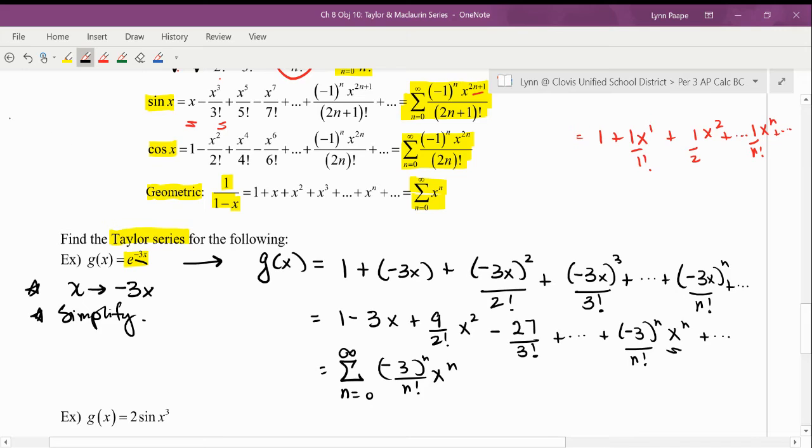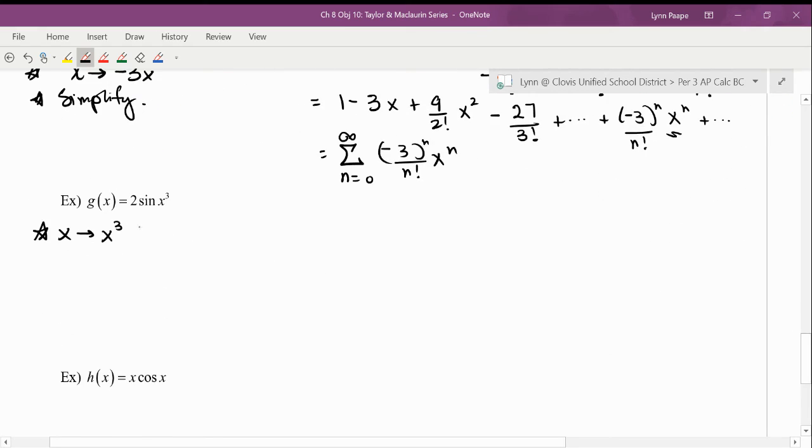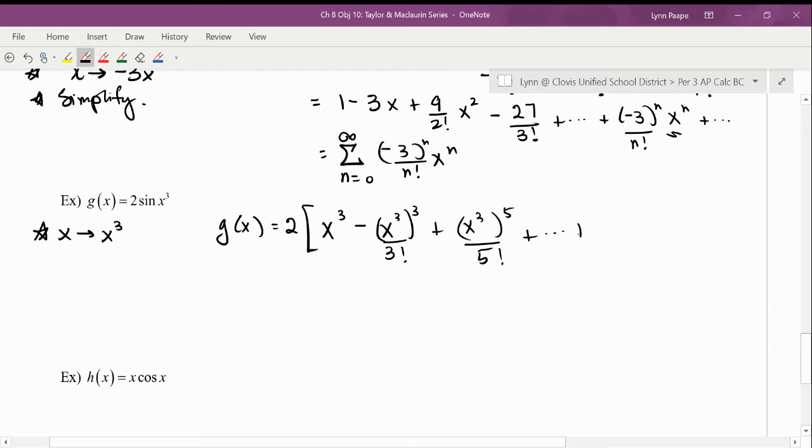So I'm going to be looking at this one right here, and everywhere I see an x, I'm going to replace it with x cubed. And then I have that 2 in front as well, right? And so I'm going to group that out. And so instead of x, it's going to now be x cubed, and then minus, and then x cubed over 3 factorial, right? And then x cubed to the 5th over 5 factorial plus dot, dot, dot.